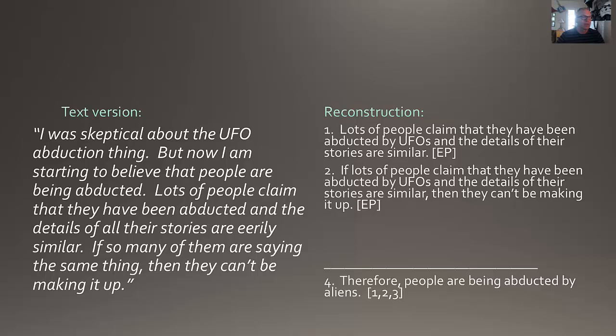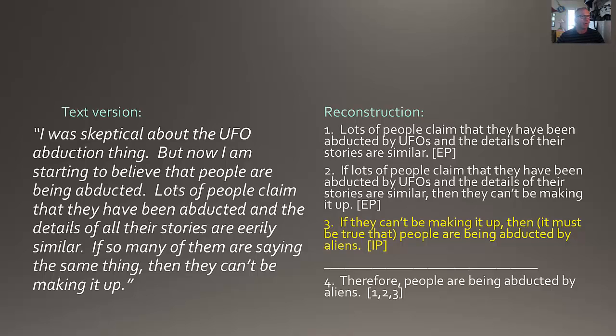And here's a way to do it. One of my professors called this cheap validity, but I'll take it, it'll work. Add 3: if they can't be making it up, then it must be true that people are being abducted by aliens. And now when I put 1, 2, and 3 together, 1 says P, 2 says if P then Q, 3 says if Q then R, and 4 says R. Now I've got a valid argument. So that's a pretty good charitable reconstruction. I've added all my justifications, and I've made explicit all the intermediate steps.